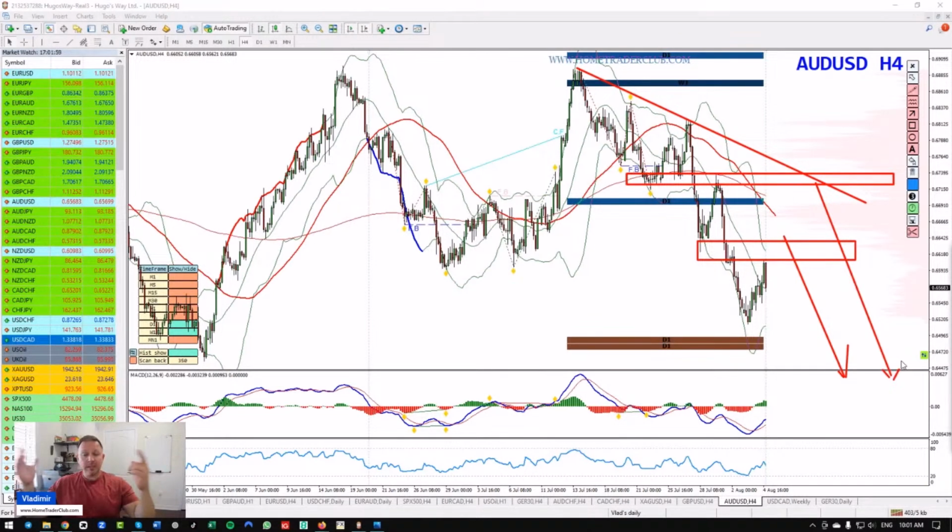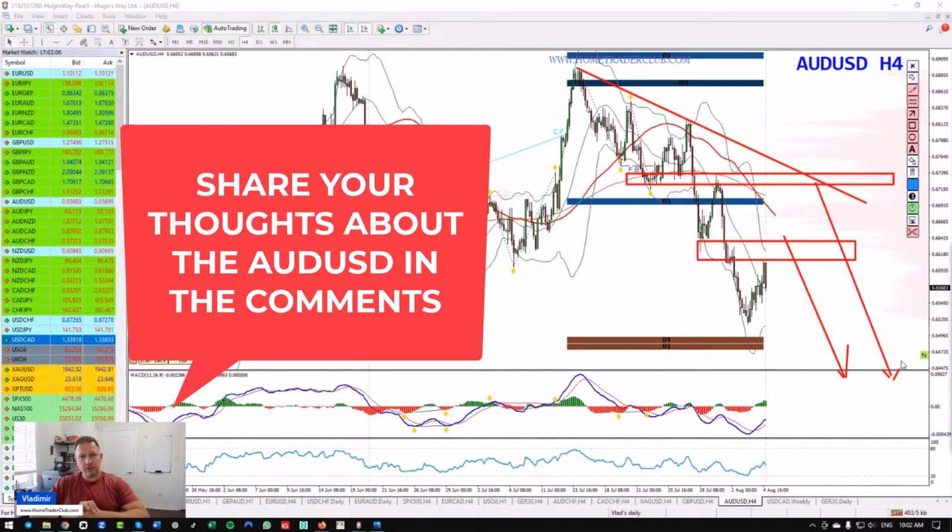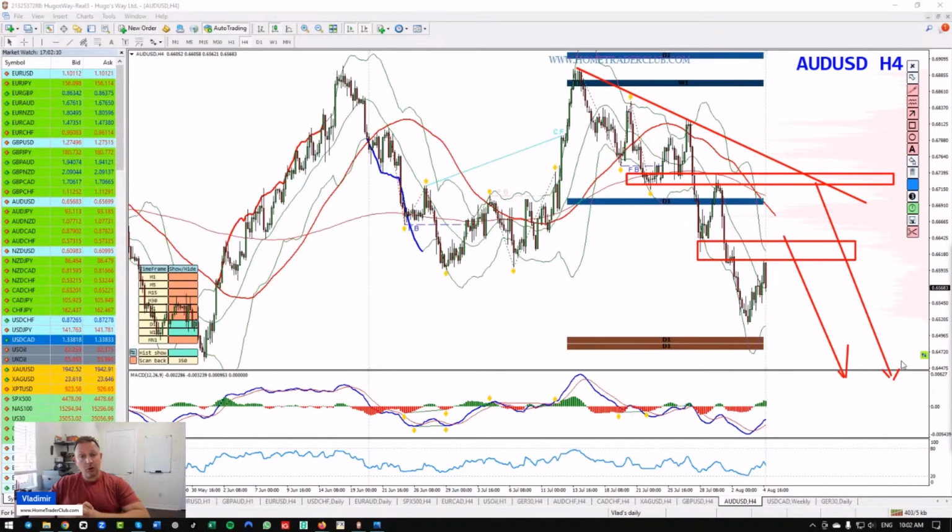So for me, it's a bearish direction on the Aussie dollar, and I would go with sell the rallies. What are your thoughts about the Aussie dollar? How low can you think this pair can go? Share with us in the comment section.